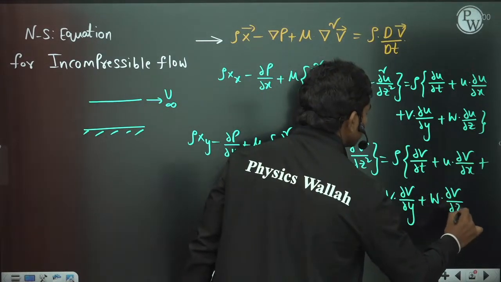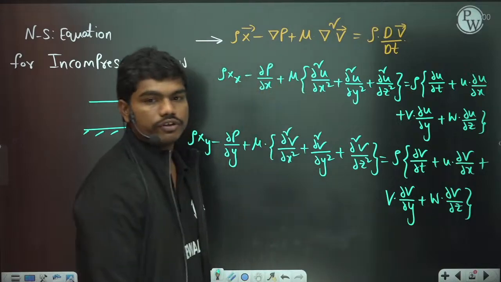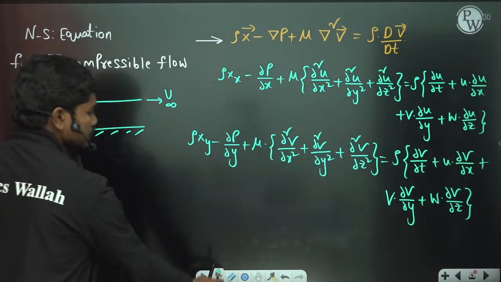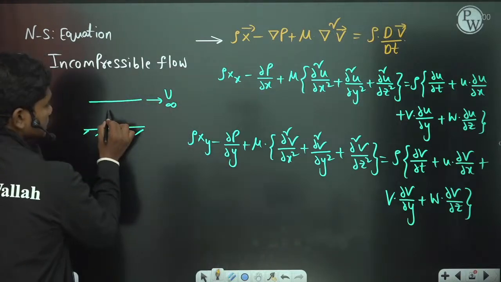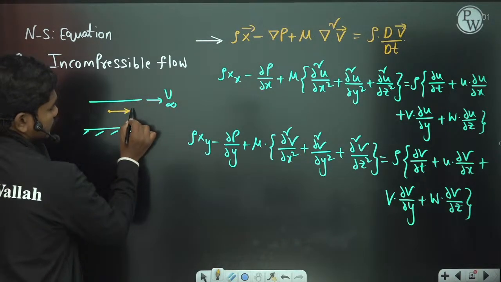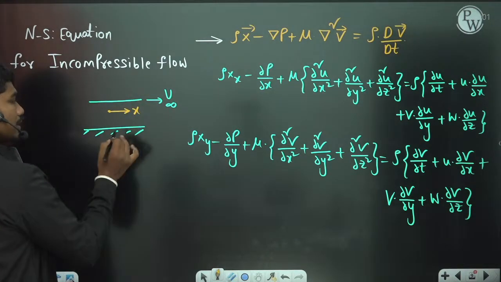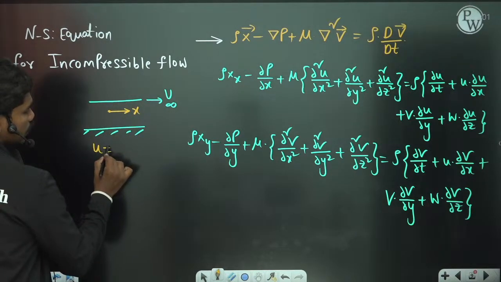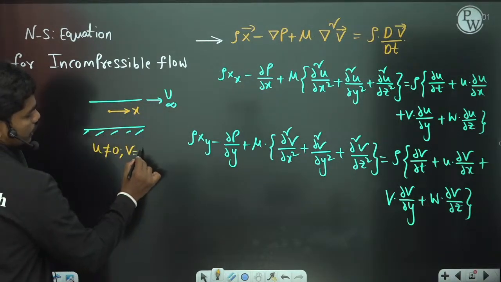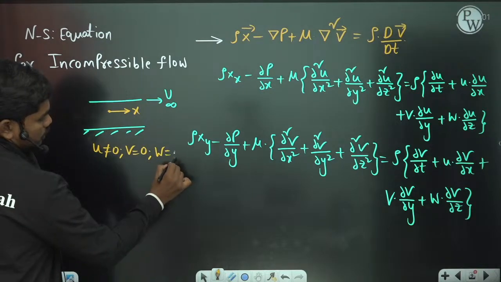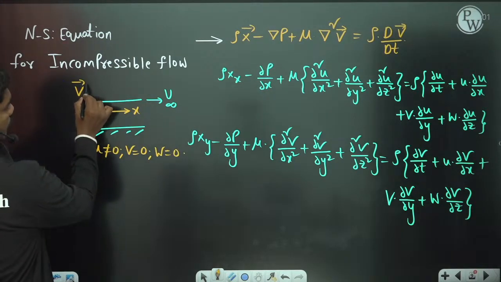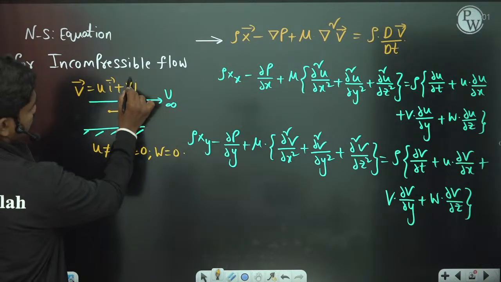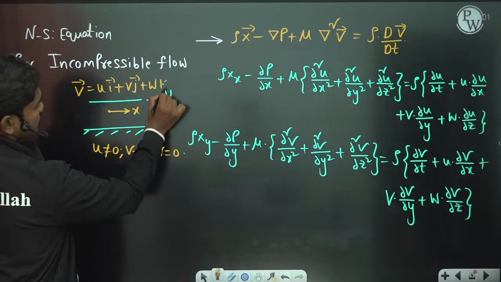Similarly, we write the equation in the z direction also. Then depending on the situation, at any point in this flow the velocity is only in the x direction; it doesn't have any velocity in the y direction or the perpendicular z direction. So we say u is not equal to 0, but both v and w are equal to 0, because the general velocity profile at any point is given by ui plus vj plus wk.